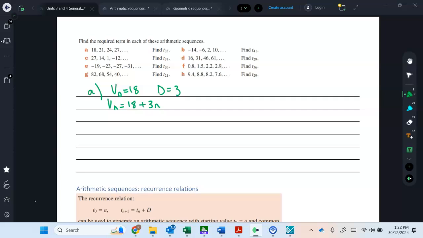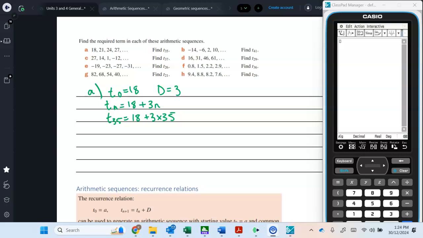We have to find, oh, they're using T. Here they've used a different letter, not V. So let's just get rid of these and put in T. Should have taken note of that. So T35 is equal to 18 plus 3 times 35. So you don't have to go through it 35 times to work it out, and you can just do that on your calculator. So just do 18 plus 3 times 35. 1890.